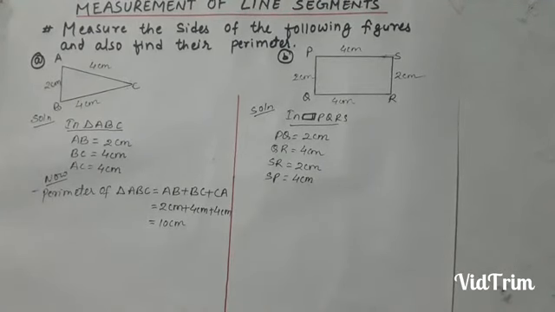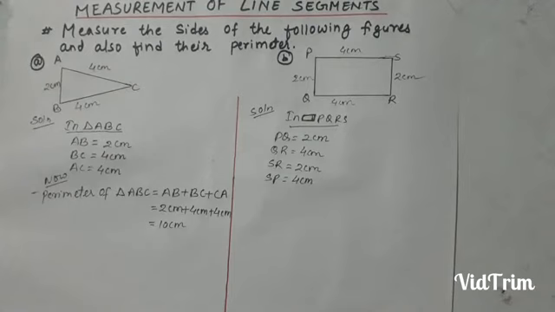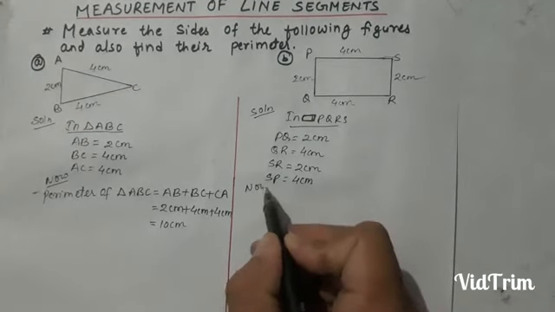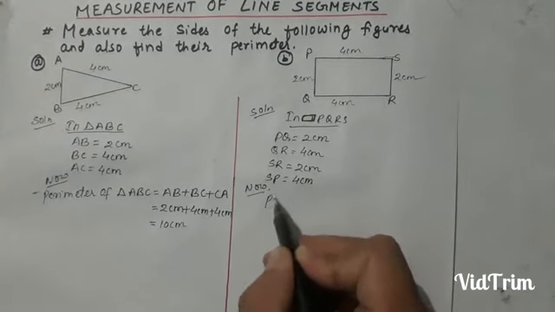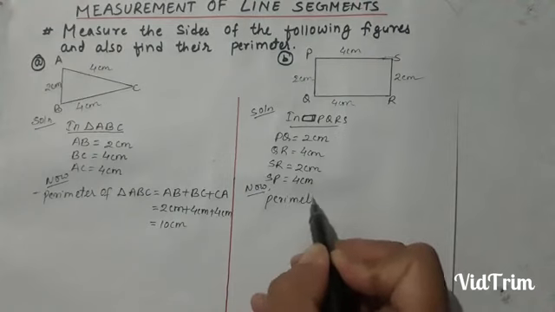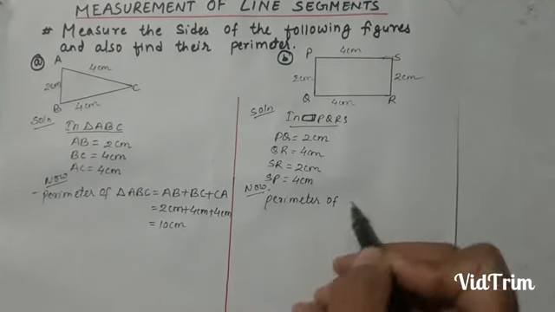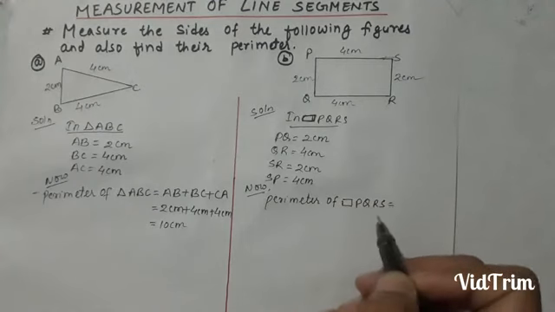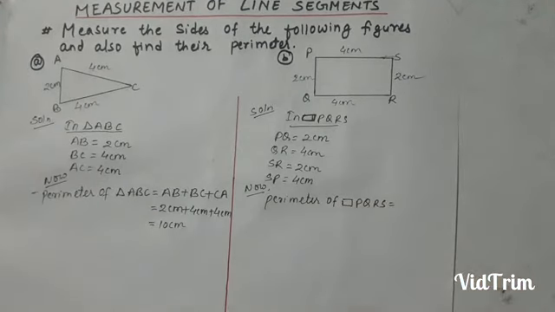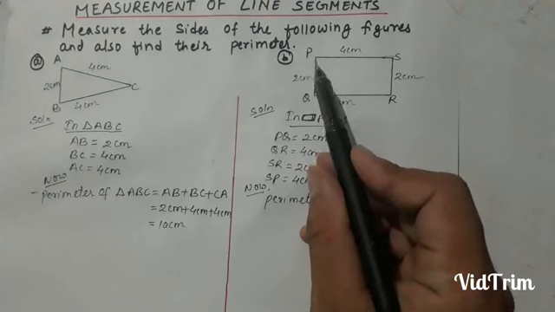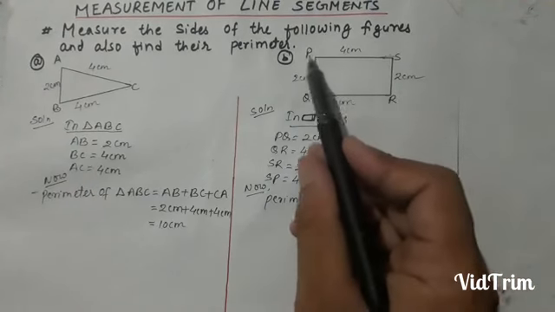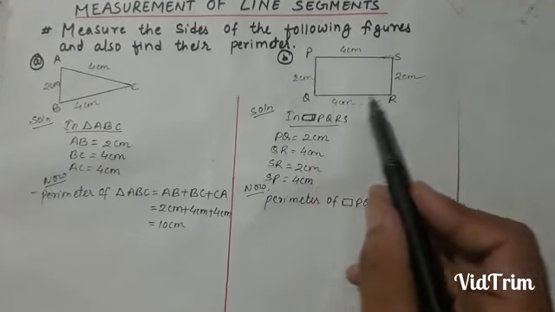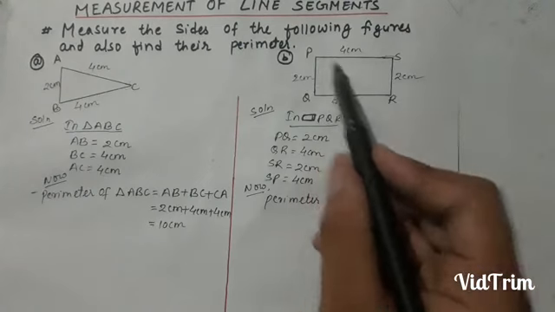So students, now let's find its perimeter. Perimeter of quadrilateral PQRS. As I have already told you students, perimeter is simply the sum of all the sides. To find perimeter, now we will add the length of all the sides. We will add PQ, QR, RS and SP.